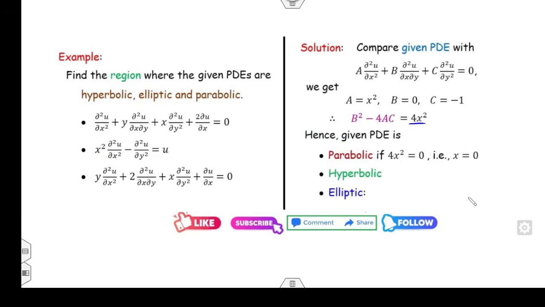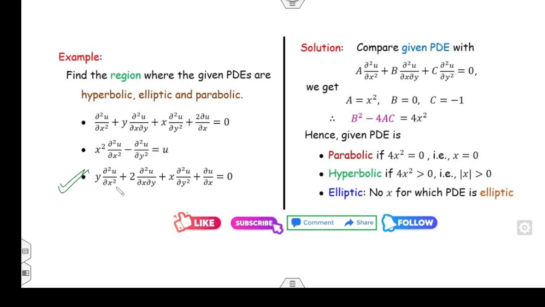और hyperbolic कब होगा? Whenever 4x square must be greater than 0. That means whenever x is greater than 0, y negative भी हो सकता है, y positive भी हो सकता है. That means we can say whenever the mode of x, because it's x square, mode of x must be greater than 0, then it is hyperbolic, otherwise parabolic.